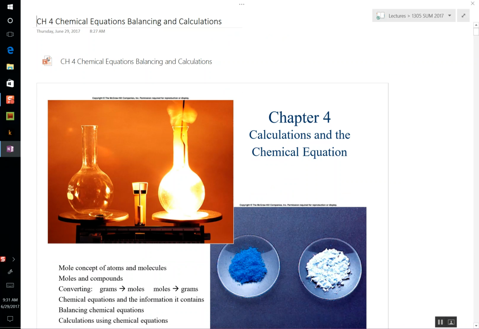If you've talked to a chemist, you've heard about the mole. So we're going to come to this concept of what is a mole and why does that help us. All right, the mole concept for atoms and molecules. Take your calculators out and your periodic tables.